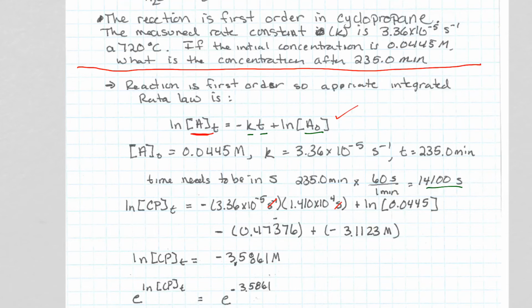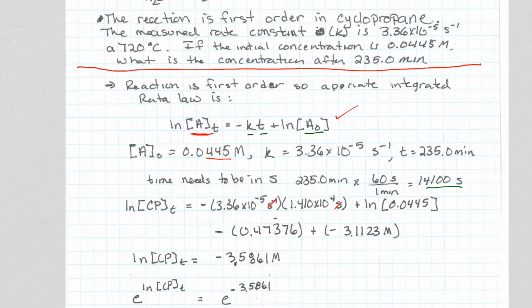So notice this is a negative number, so don't forget the minus sign here. So we have minus 0.047376 plus a minus 3.1123 molar. We get a minus 3.56861 molar. Now, I'm keeping extra significant figures here because I don't want to round too early. Ultimately, I'm going to keep 3 significant figures because that's what my initial concentration is given in.